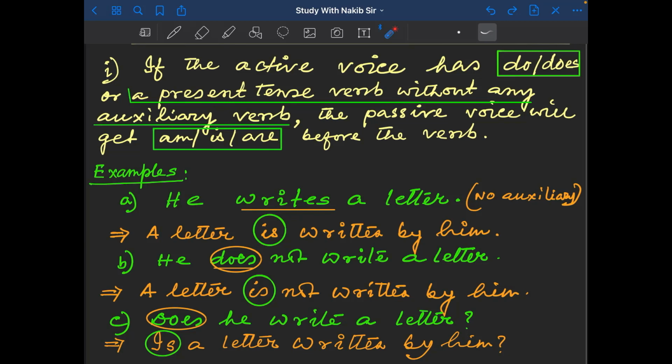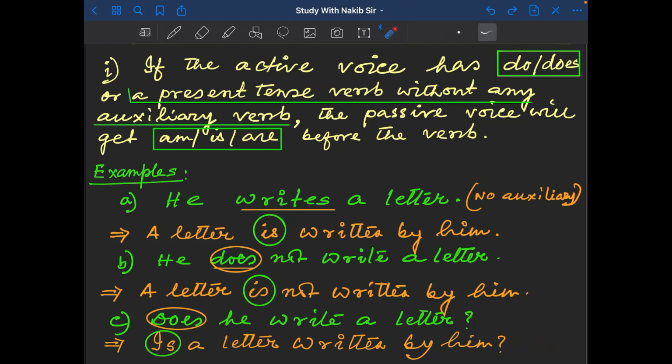Does he write a letter? Again, does means is in the passive voice. A letter will come here from this place, and this one is the verb. It will be in the past participle form. So the passive voice is: is a letter written by him?